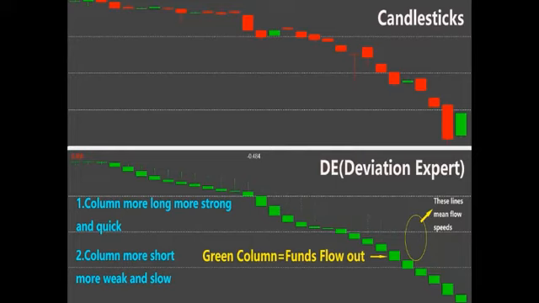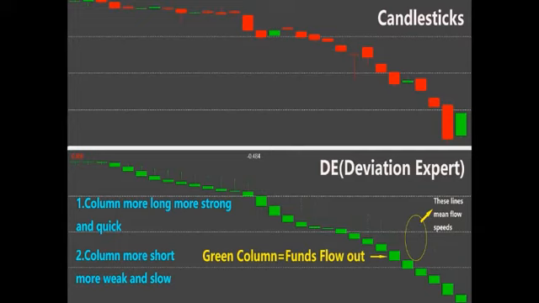If you can see so many dotted lines, they mean the flow out speed is quicker or slower. So this is more senior. If you are more interested in the senior knowledge about the deviation expert, you can WhatsApp me and I will teach you more. Today you just need to know the basics about the green and the red.